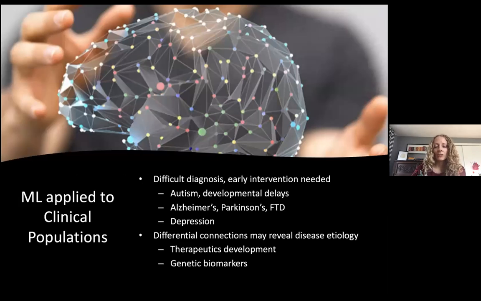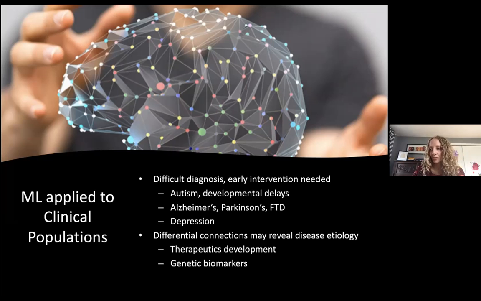Okay, so machine learning applied to clinical populations is especially important when you have some disease that's difficult to diagnose, but may benefit a lot from early intervention. So things like autism or developmental delays, things like diseases related to aging, like Alzheimer's, Parkinson's, and frontotemporal dementia. So early intervention is key there, and it's very hard to diagnose. And then, of course, depression is another thing. I'll talk a little bit more about that in a minute, but treatment of depression is quite difficult.